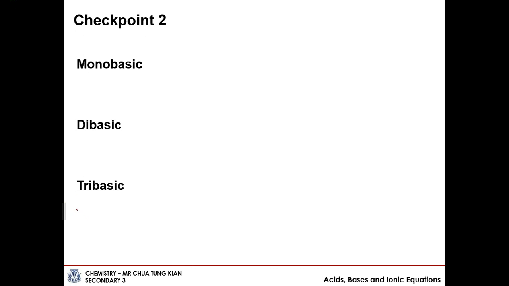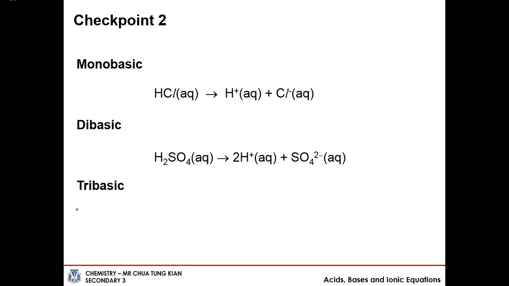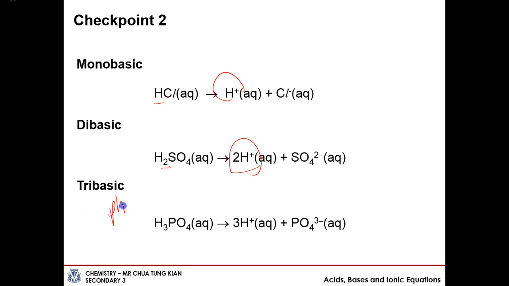So let's quickly do checkpoint 2. We have 3 acids here, one monobasic, one dibasic, one tribasic. So write down the dissociation equations to represent these 3 types of acids. So monobasic one, you could think of HCl, we have 1 H plus. Dibasic one, probably H2SO4, and we have 2 H plus. And the tribasic one we have phosphoric acid, H3PO4, and when it dissociates fully, we have 3 H plus ions.